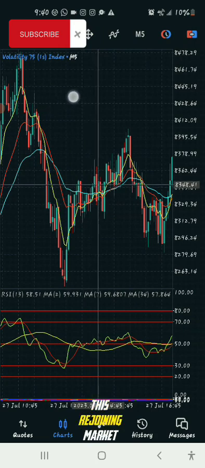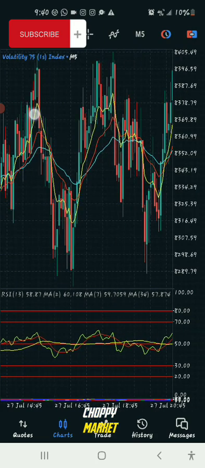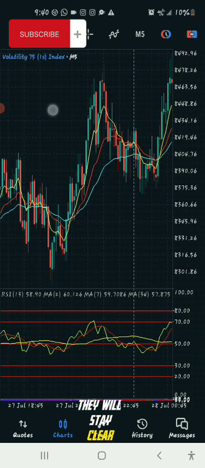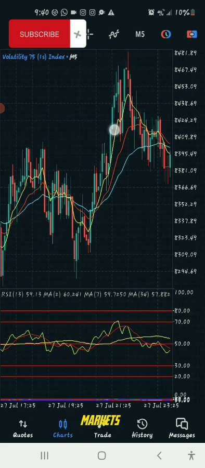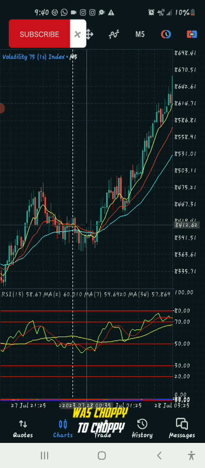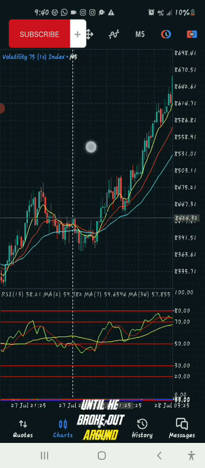As you can see, in this region the market was choppy. You stay away from the choppy market. Stay clear. Don't even allow the choppy market to smell your brake lights. The market was choppy until it broke out around this region. It was choppy all around here until it broke out.